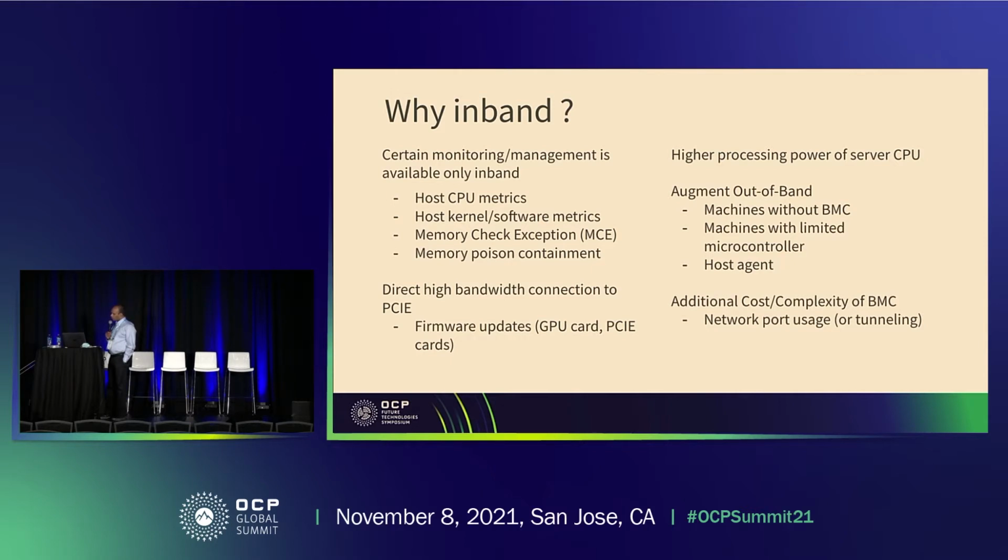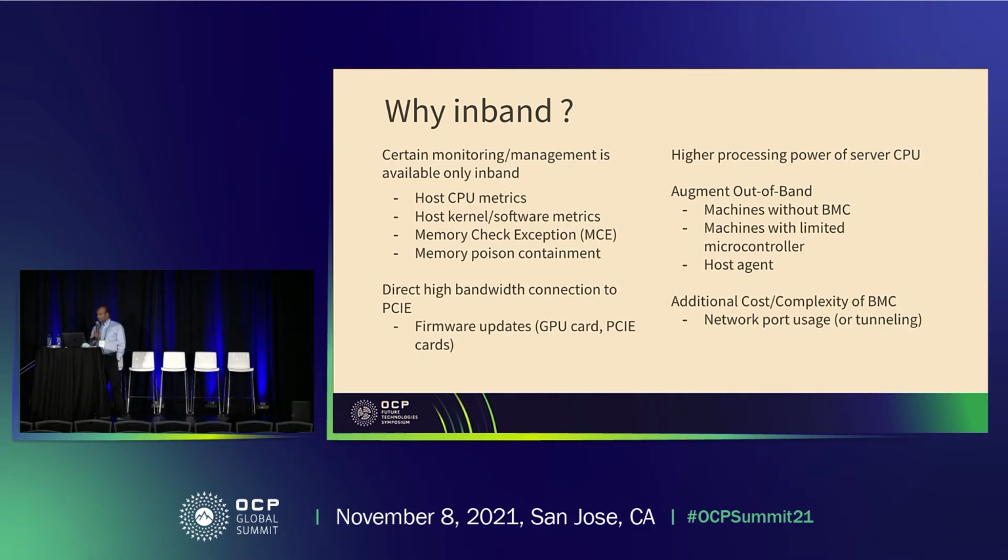Right? And another big benefit is the high bandwidth connection. Typically, the server CPU has much higher bandwidth connection to the PCIe. So this matters for things like firmware updates, where the firmware can be large. If you have a GPU card or an accelerator card and you want to update the firmware, higher bandwidth is preferred. And also we have much higher processing power of the server CPU. This helps if you want to do remote debugging. This is more useful to do in-band as well.